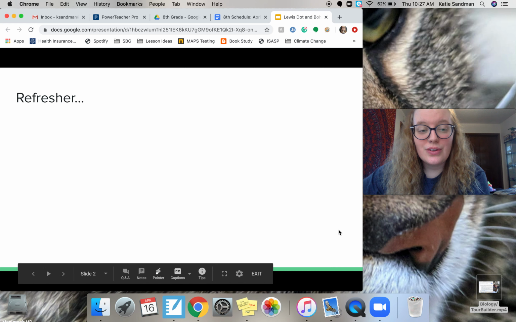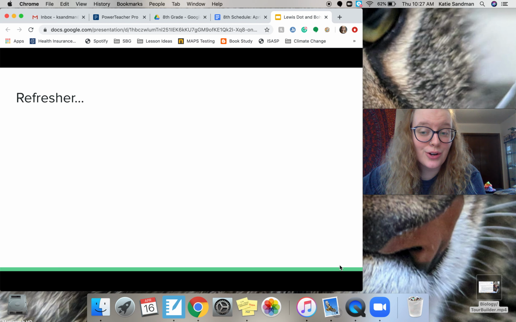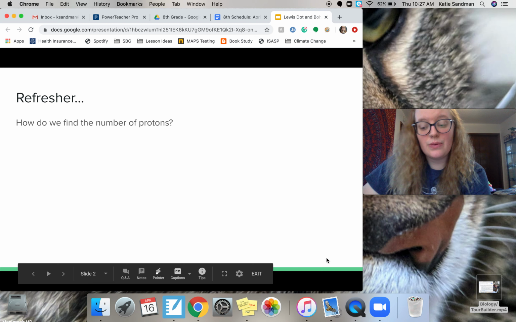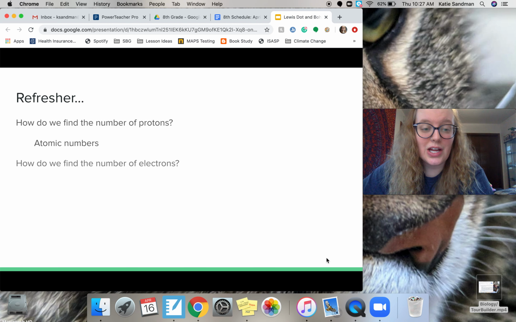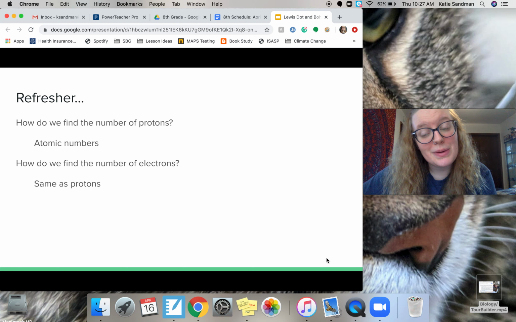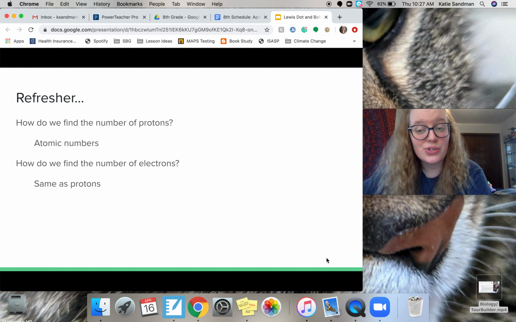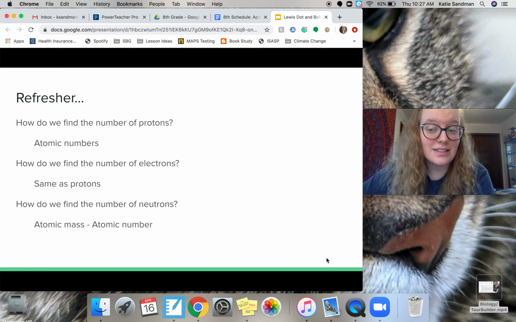Just as a refresher, because we're going to need to know what these things are in order to complete this, how do we find the number of protons? Well, remember, we have to look at the atomic number. How do we find the number of electrons? We need to look at the atomic number, or you can just say it's the same number as the protons because that is true for this case. How do we find the number of neutrons? Well, that is the atomic mass minus the atomic number, so the big number minus the small number.